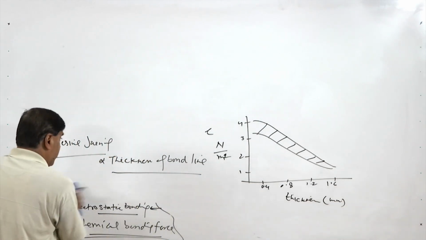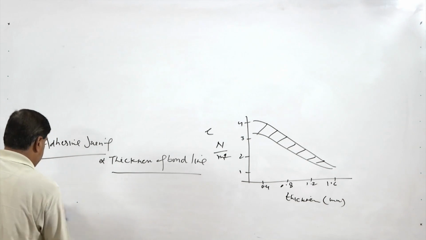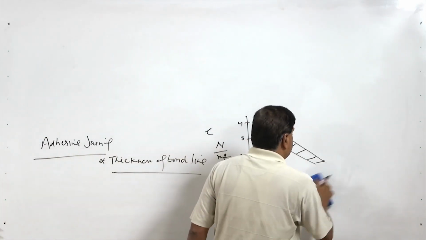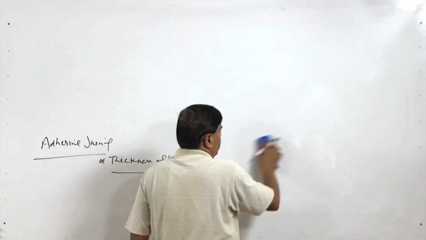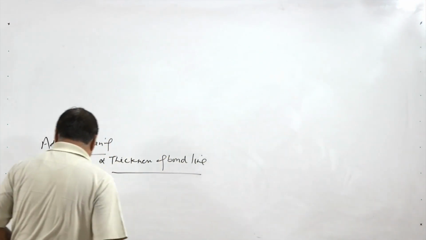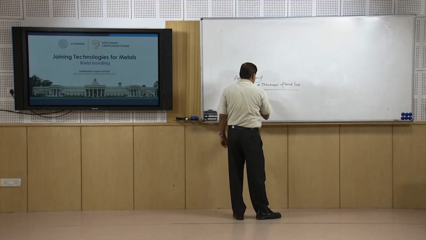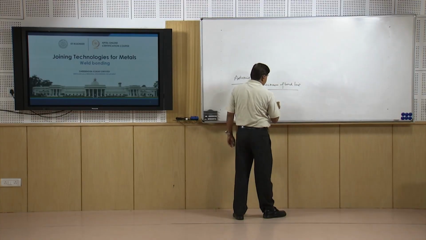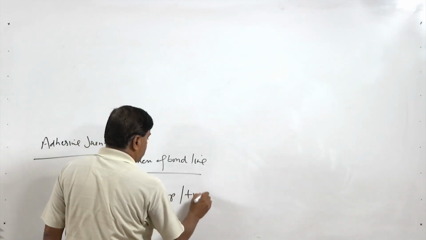So, as far as the bond line thickness is concerned, this is the effect of the thickness of the bond line or thickness of the adhesive layer over the strength of the joint, or shear strength of the joint. Second one is the curing aspect, which includes the temperature as well as time.